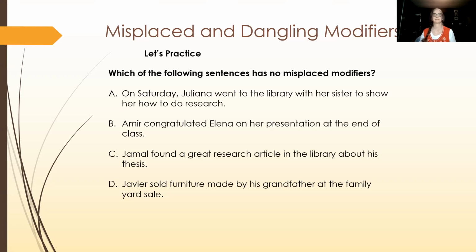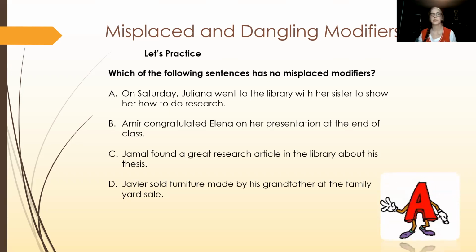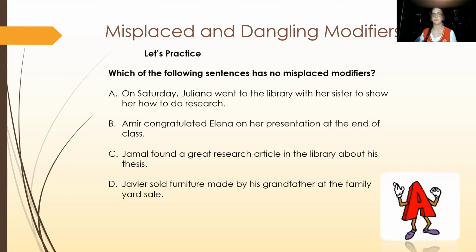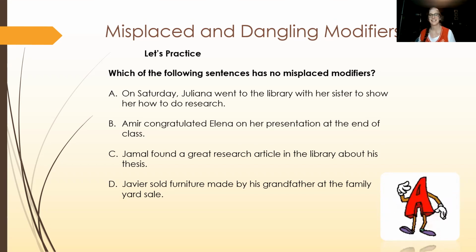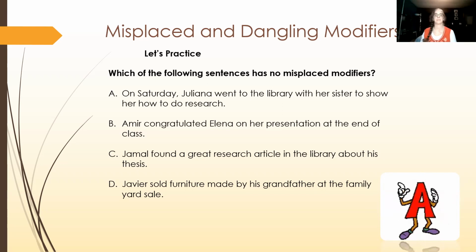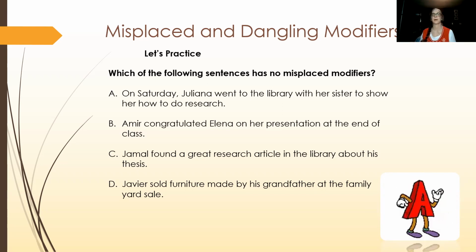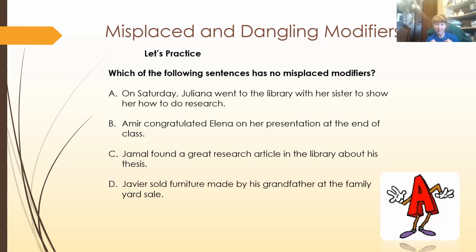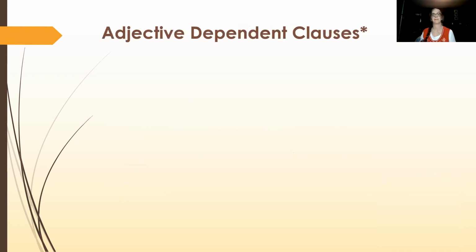Good. How about C? I'm still a little confused about C. Was I right about that? C also has a misplaced modifier. Yeah, because you don't know about his thesis. Is the library about his thesis? Right, yes, exactly. So A is correct. Good. That was a tricky one.